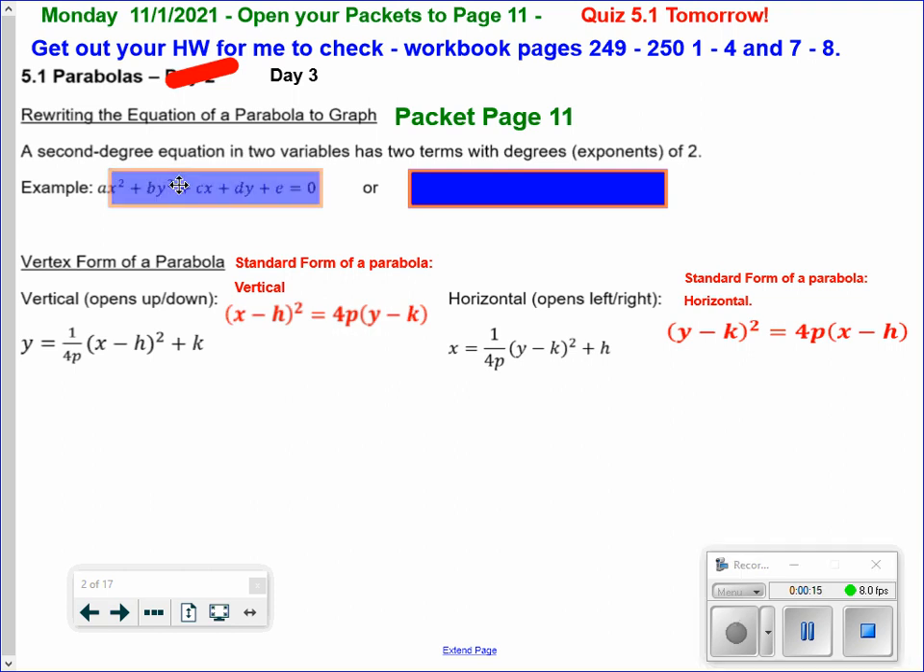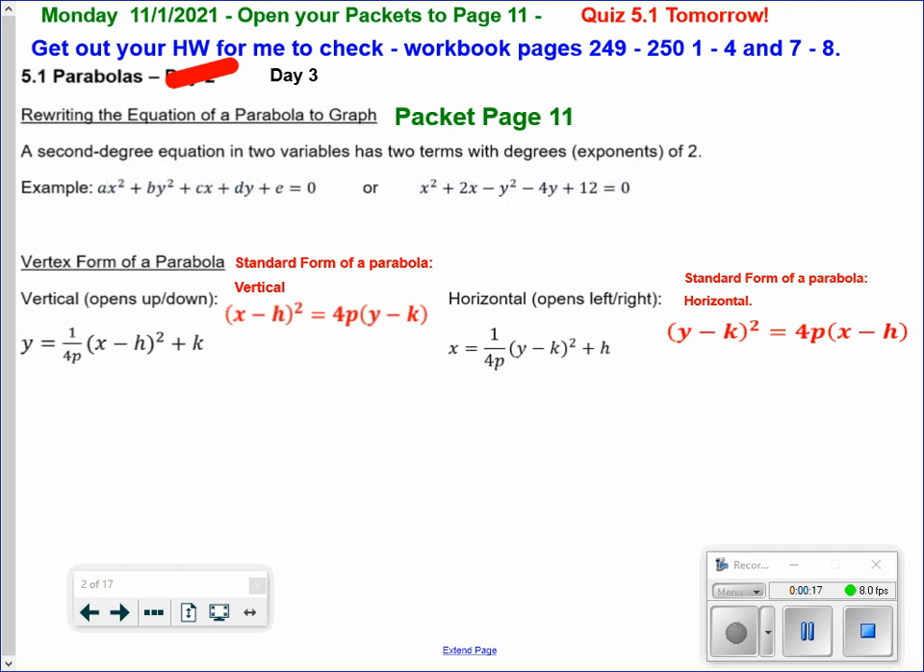So what we're going to be learning today is how we can write a second-degree equation with two variables into a standard form of an equation. All right, a standard form of a parabola. So we can use something like this: ax squared plus by squared plus cx plus dy plus e equals 0, or really with actual numbers, x squared plus 2x minus y squared minus 4y plus 12, something in that nature. In this video, I'm going to show you how to go from that form into our standard form of a parabola, so we can actually graph it and figure out the properties of that parabola.